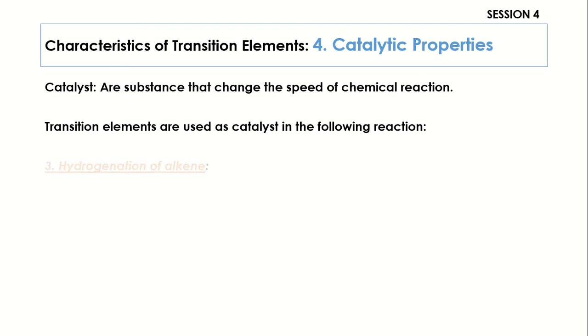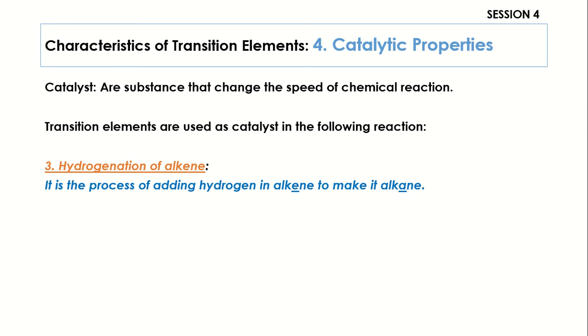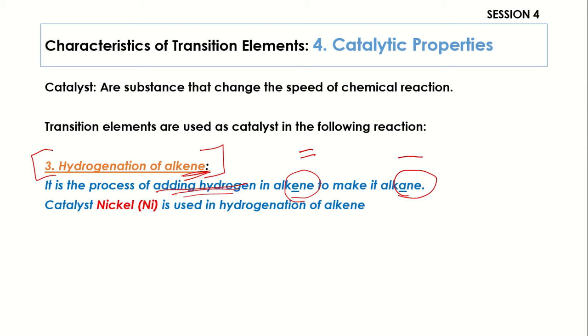The third process that we have to learn is hydrogenation of alkene. Hydrogenation simply means you are adding hydrogen to the alkene double bond and converting it into an alkane single covalent bond. Here the transition metal used is nickel.